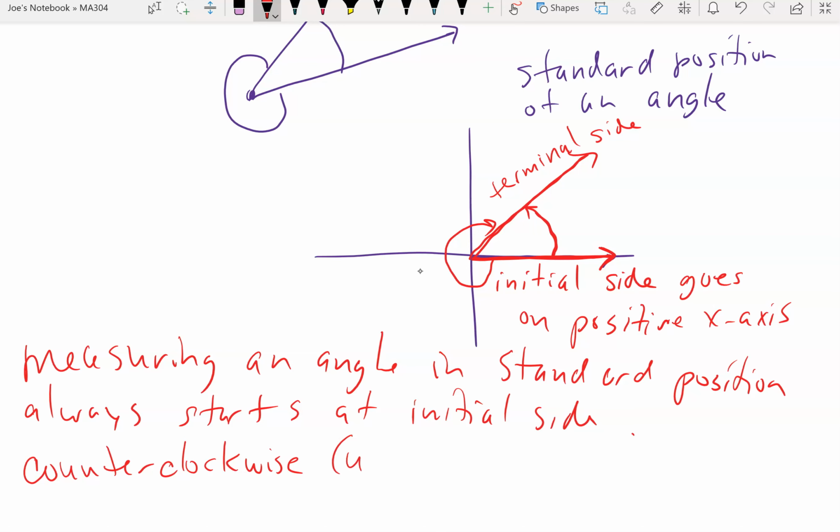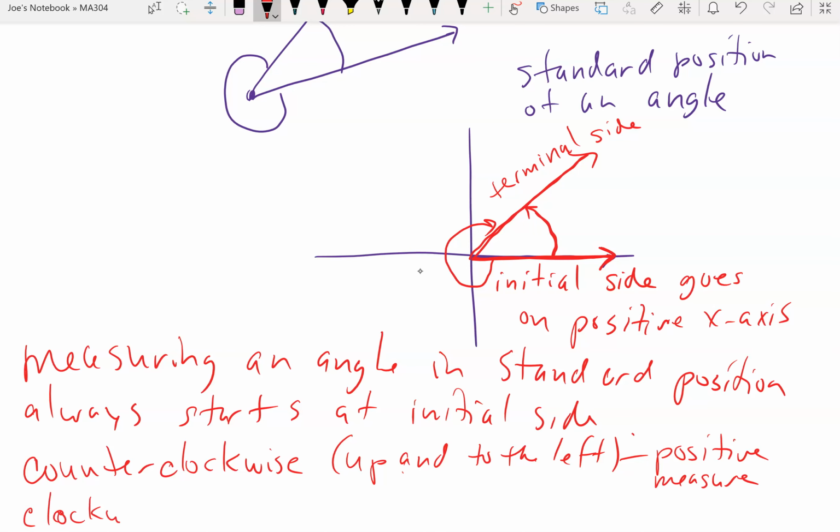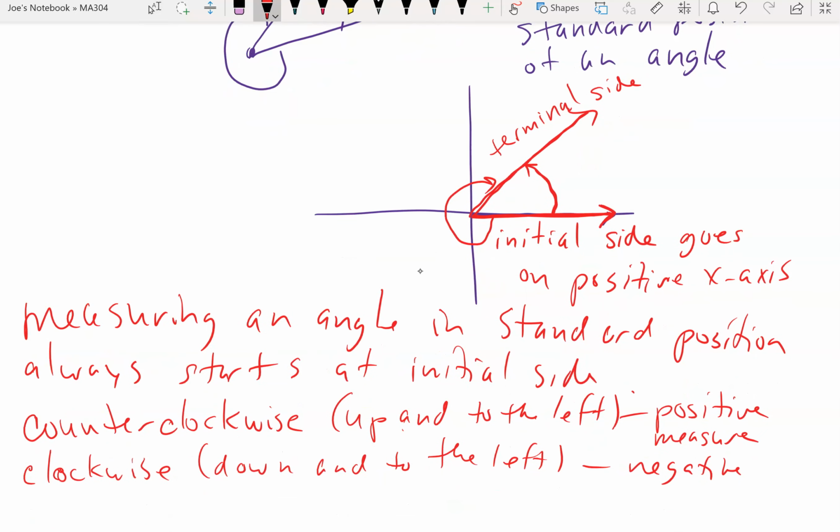But so this is up and to the left, right? Going up and around to the left. This is positive measure. So then clockwise, or down and to the right, is negative measure. And again, if you have any issues seeing anything, holler.